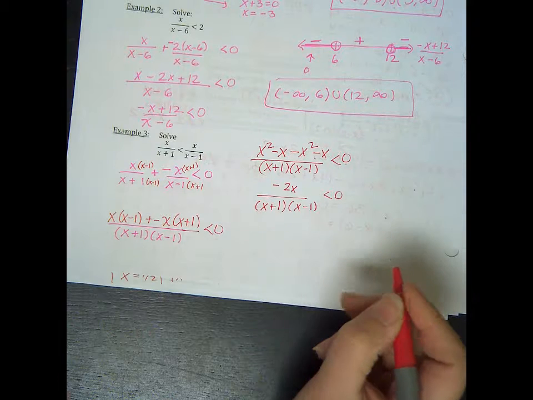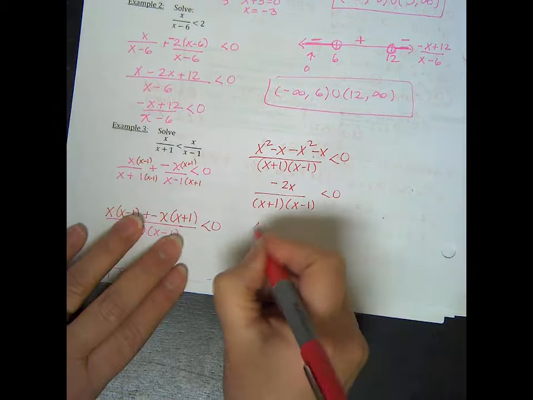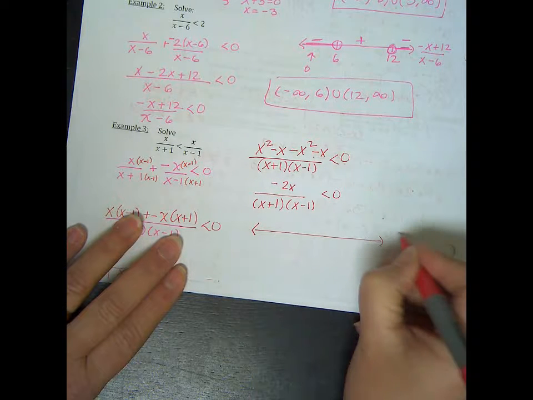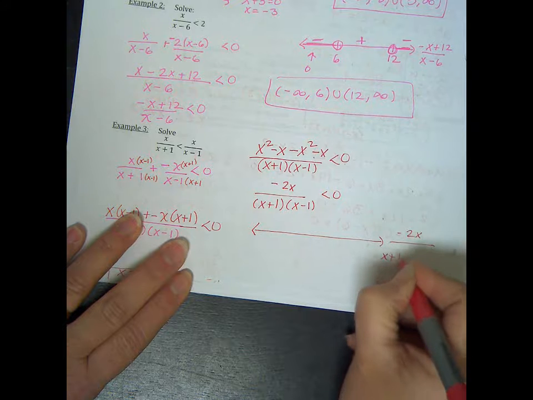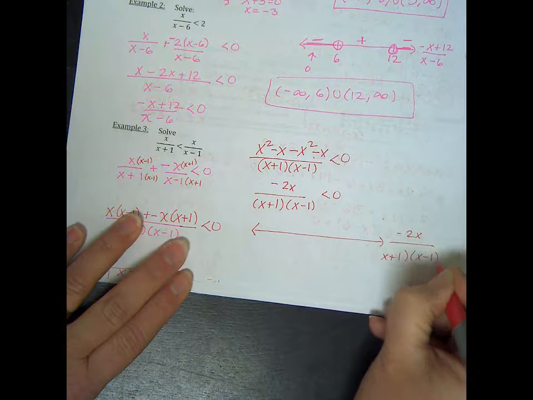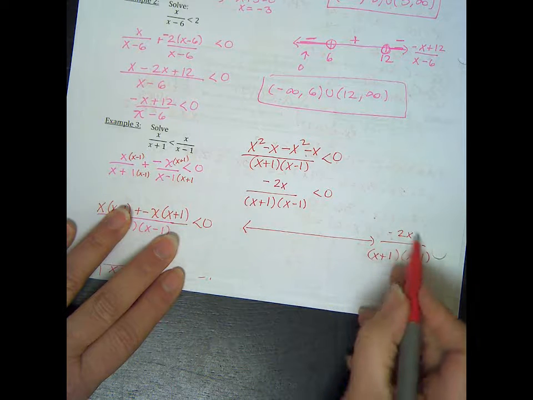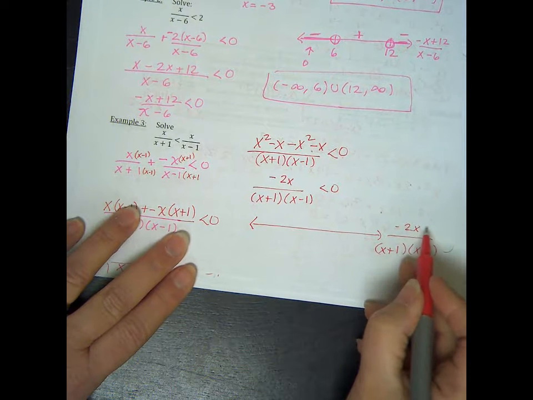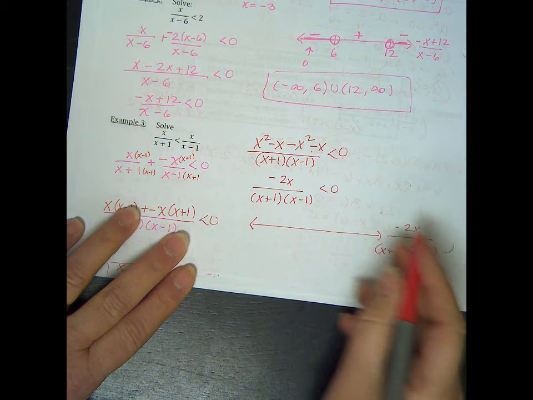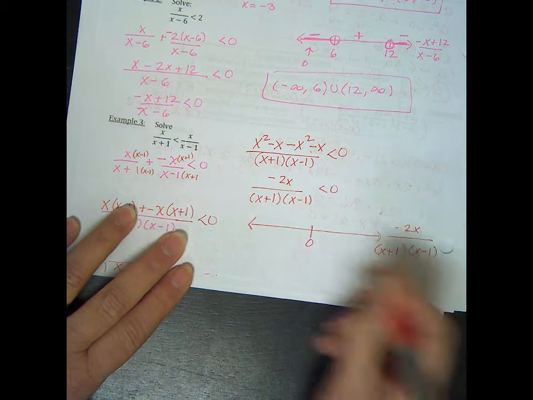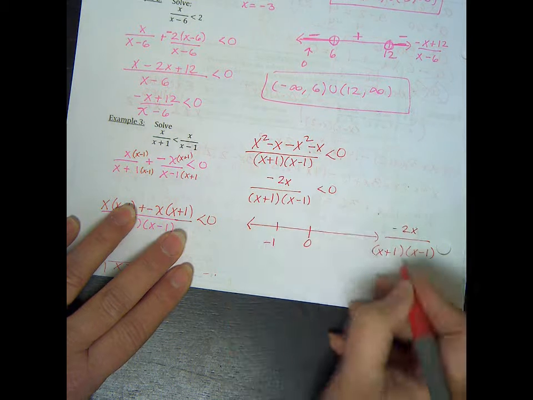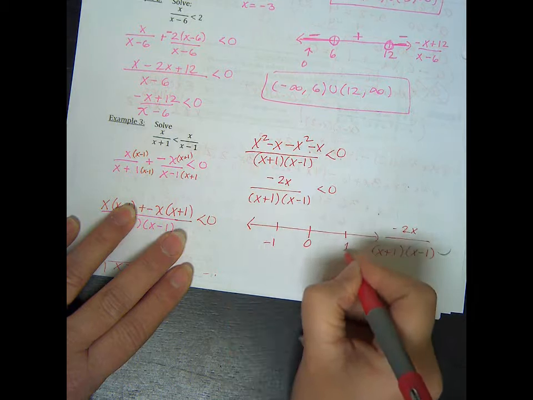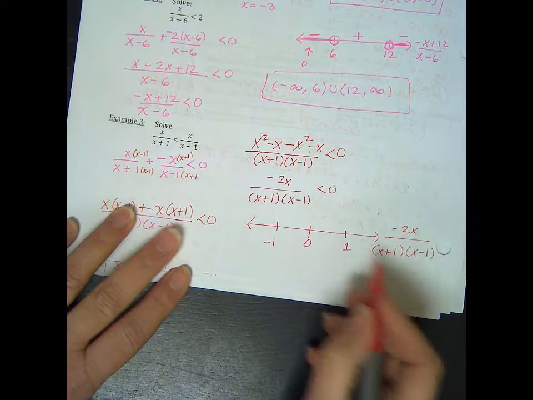So now we can go to our number line. We're going to put on our number line all the important points for negative 2x, x plus 1, x minus 1. So what makes the numerator 0? That point would be x equals 0. So that's an important point. What makes the denominator 0? Negative 1 and positive 1. So set the numerator and denominator equal to 0 to find those points.